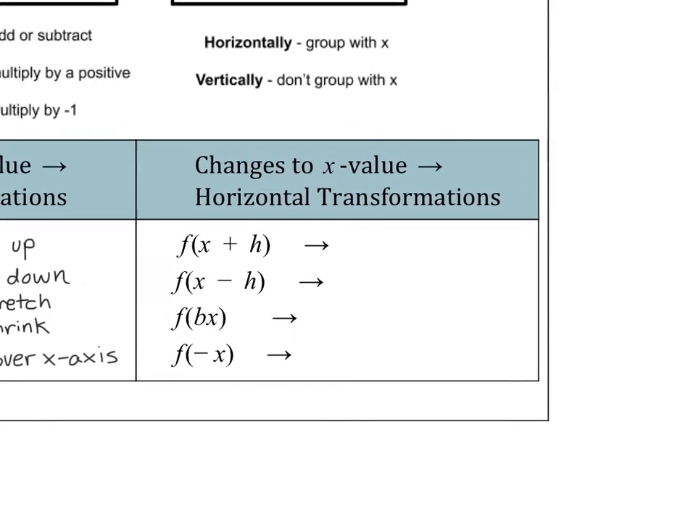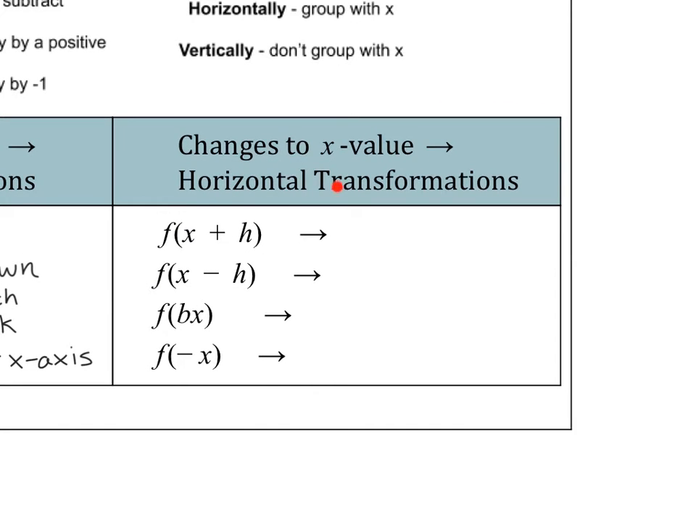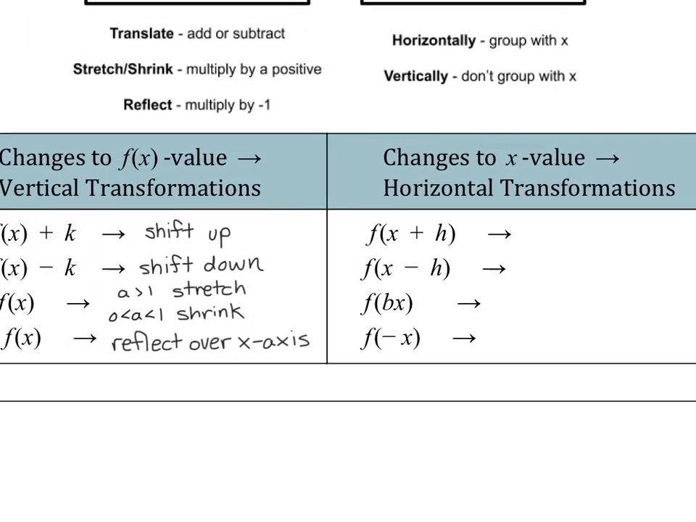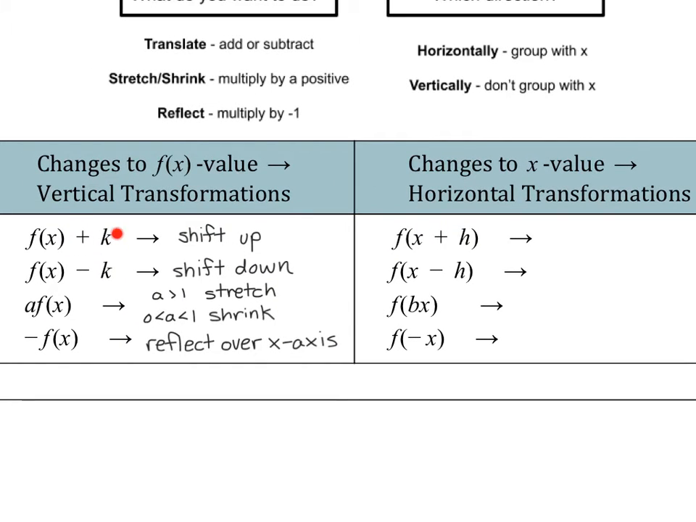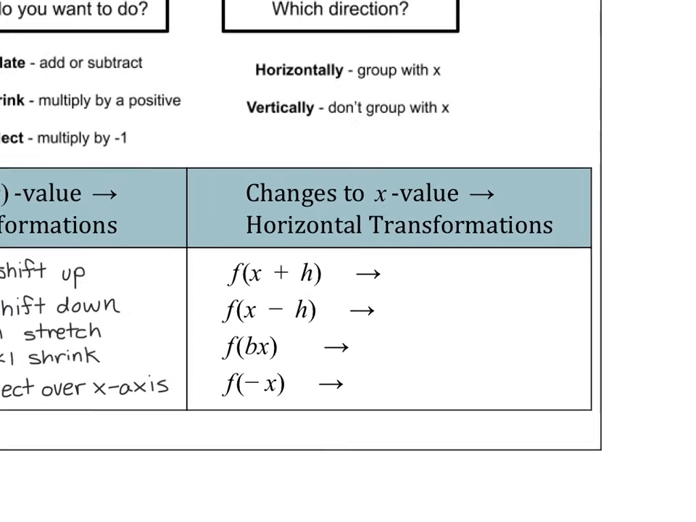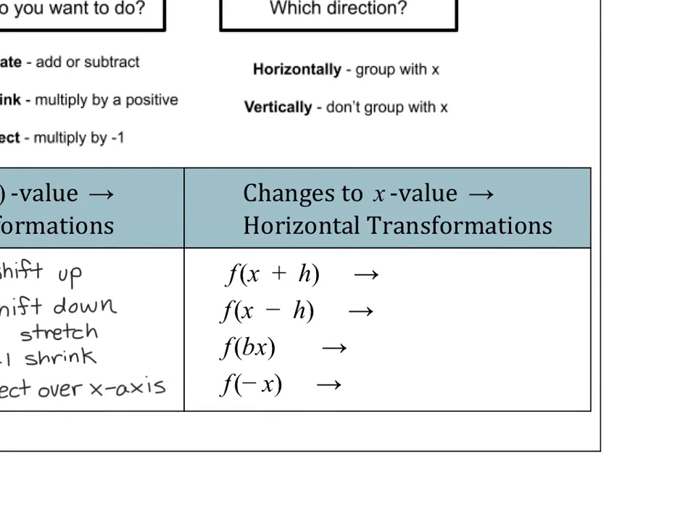Now we can apply those same things to our horizontal transformations. Notice here, if you compare the notation, all of these changes were done outside of the parentheses. They were not grouped with x. All of these changes are specifically grouped with x, making them horizontal transformations. In the first two, we're adding or subtracting. Now this part is a little bit tricky. It might seem backwards at first, but whenever we're adding or subtracting from x, it will move left or right. It's still horizontal, but it's actually going to go in the opposite direction that you think.